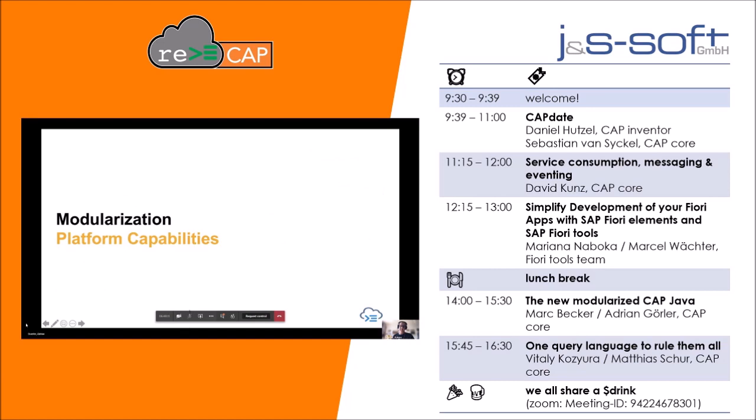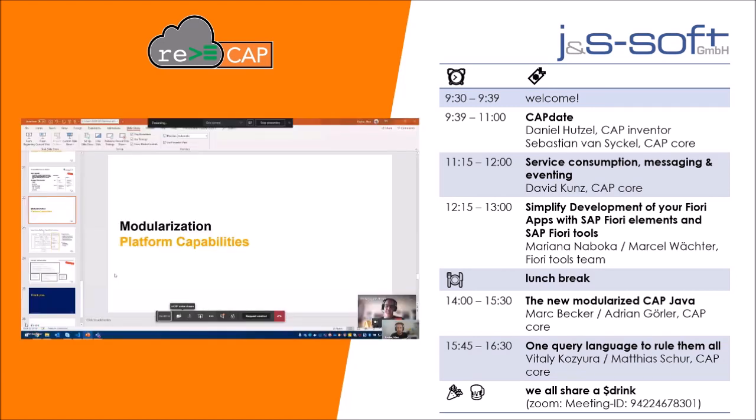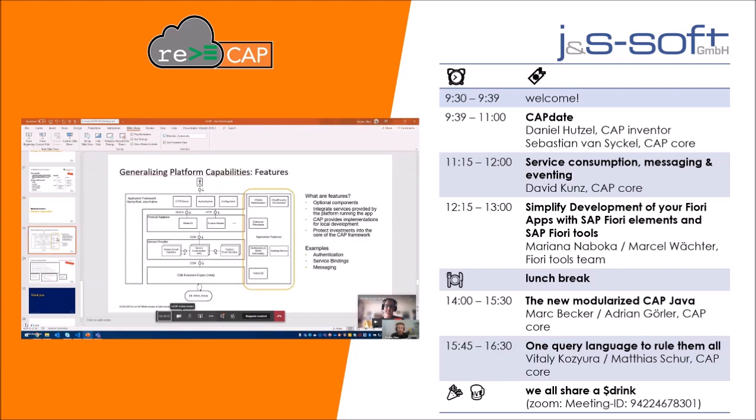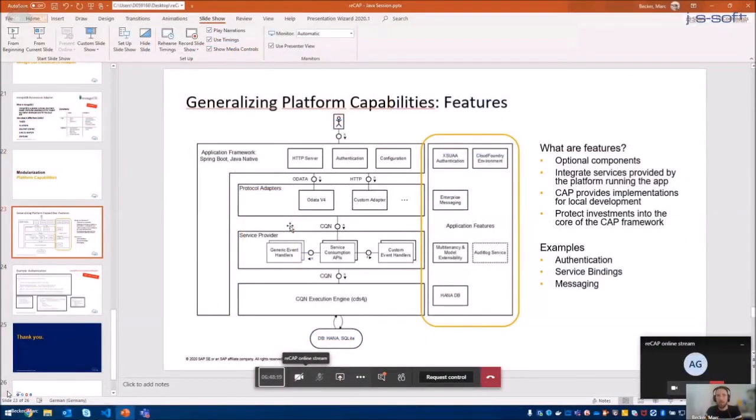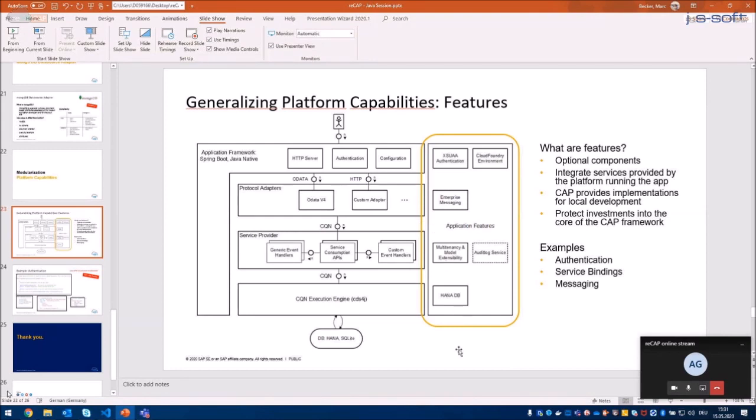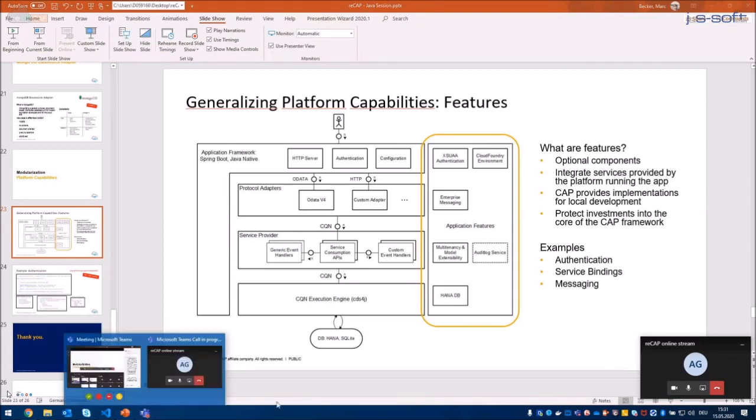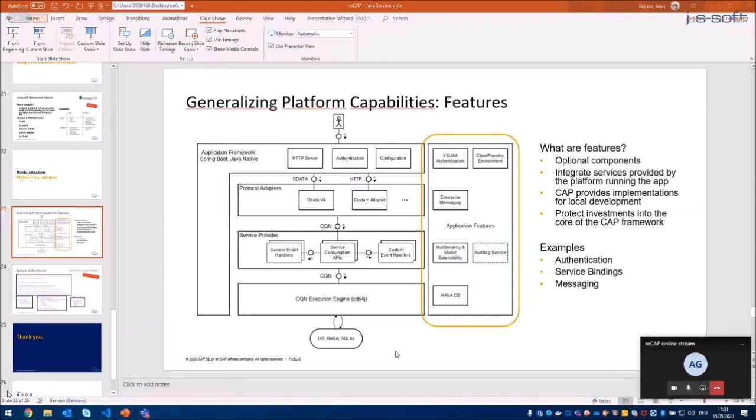Yes, maybe very quickly we can go over these last 2 slides. Maybe I also skip one. So basically what we also wanted to say is that in CAP we also have one further concept to provide modularization. And this is actually when it comes to platform capabilities. And when I'm talking about platform capabilities, I mean something like authentication or how you get access to service bindings. And in CAP Java, we have for this optional components, so-called features, and they usually integrate services that are provided by the platform into the app.